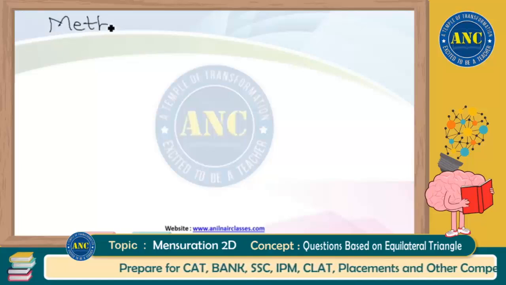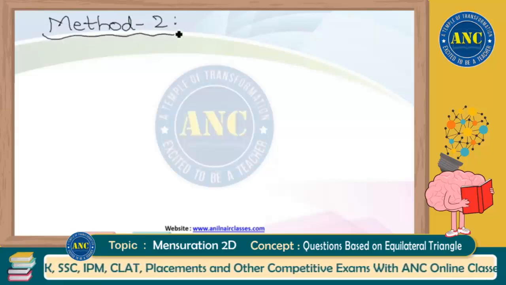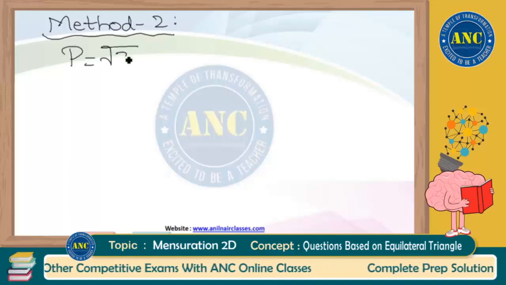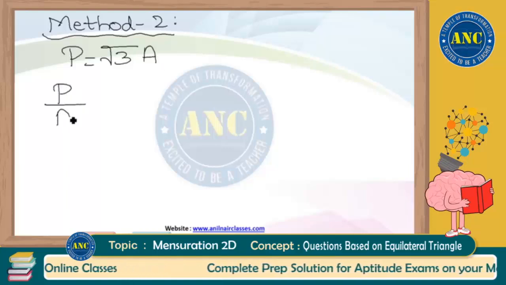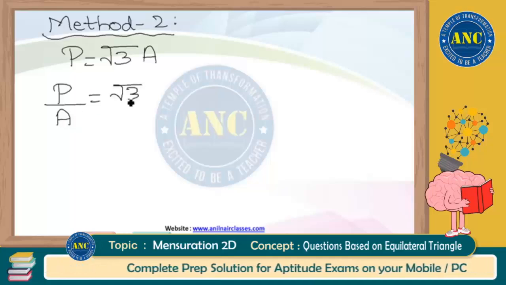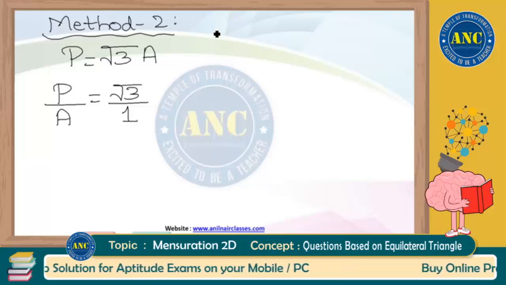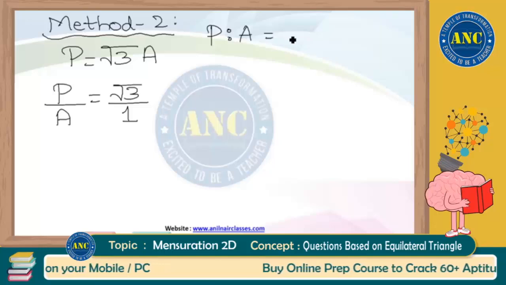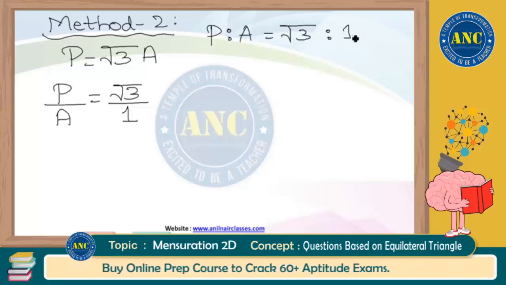Is there any possibility? Definitely there is a possibility. We just need to do a research of that possibility. Perimeter is given as root 3 times of area. That means perimeter divided by area is root 3. Root 3 can also be written as root 3 divided by 1. That means the ratio of perimeter to area is root 3 is to 1.